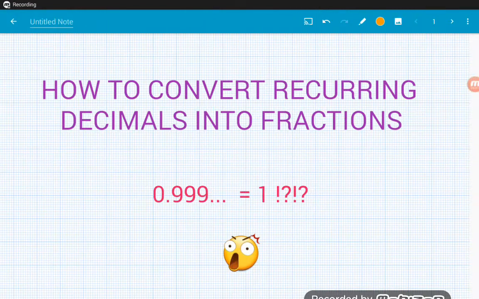Guys, in this video I'm going to show you how to convert recurring decimals into fractions. From what I've seen so far in the new GCSE, it's very common that you'll get a 3-mark question on these. 3 out of 80 is 3.75% of your paper, so quite a nice chunk for a cheeky little trick. And we are going to include the little proof that 0.9 recurring does in fact equal 1. I couldn't do a lesson on this and not chuck that in here.